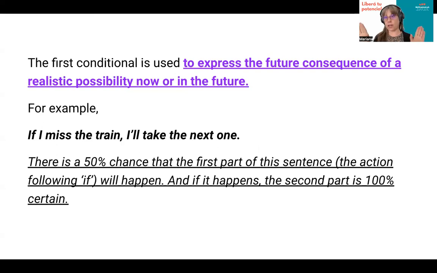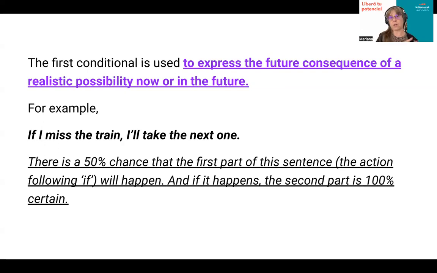Okay, como en todo, hay 50% de probabilidad de que suceda o de que no. 50% chance. Pero sí sucede, ¿sí? En el eventual de que sí suceda, la segunda parte es 100% real. ¿Ok? ¿Por qué? Si pierdo el tren, me voy a tomar el que sigue. No tengo otra opción. ¿Ok?